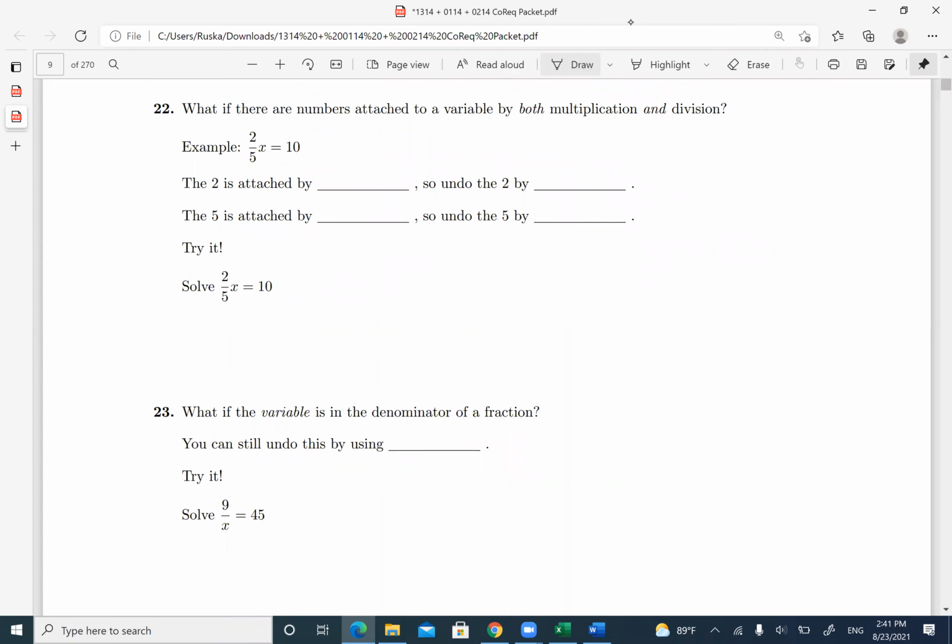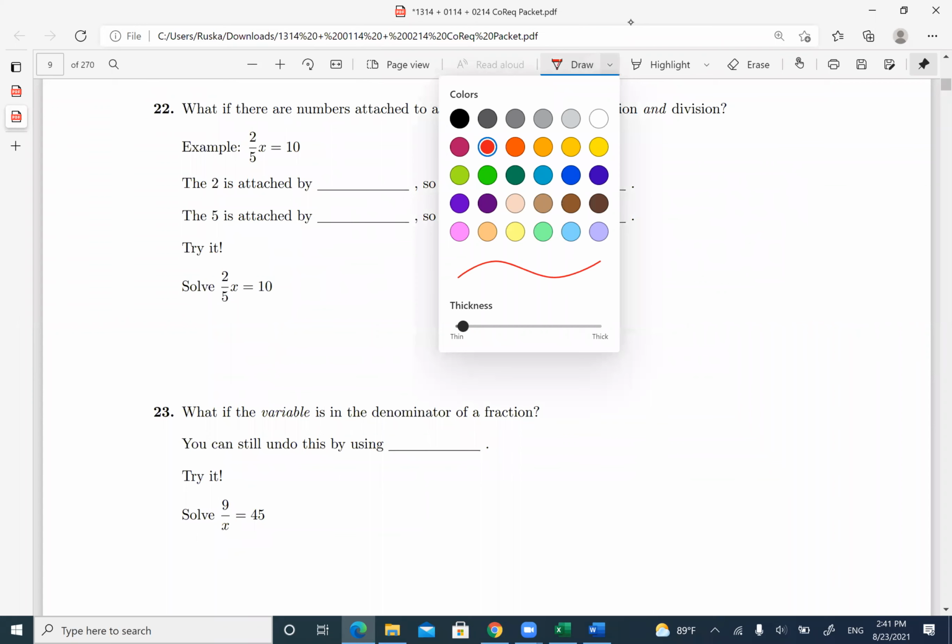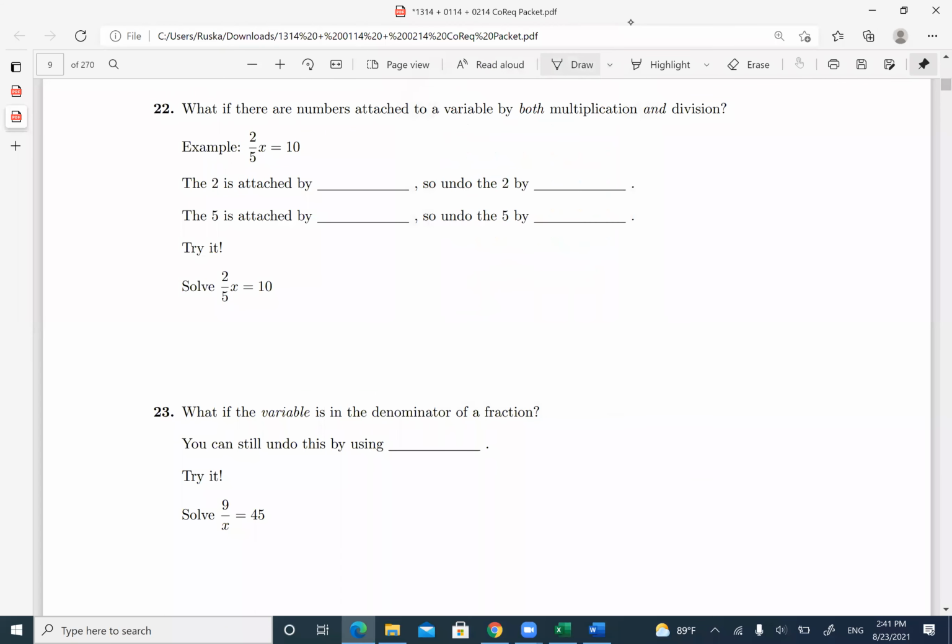Okay? The next one is number 22. What if there are numbers attached to the variable by both multiplication and division? So you have multiplication and division. What are you going to do? You're going to undo, you're going to get x by itself step by step, right? But you can do it together. So this is what you're doing.